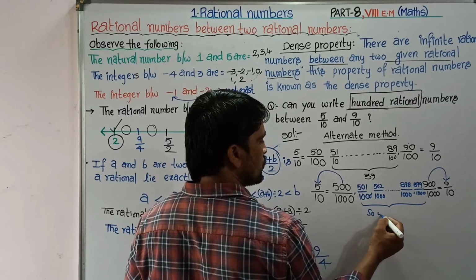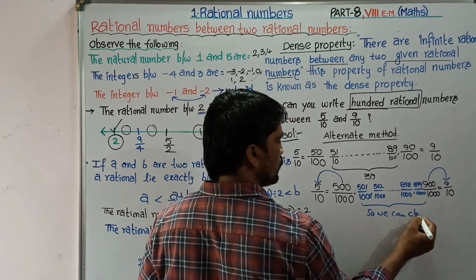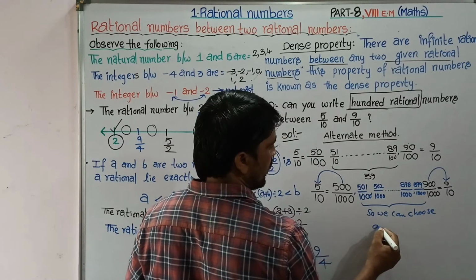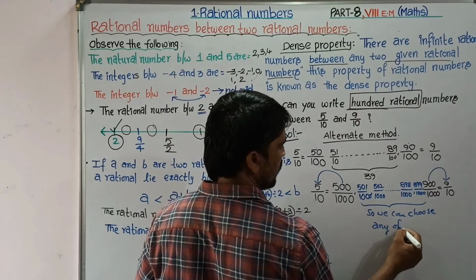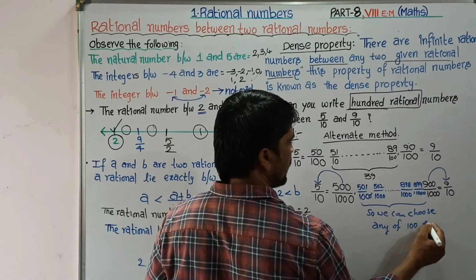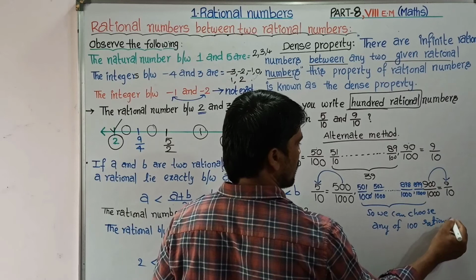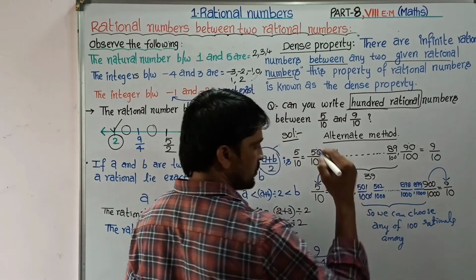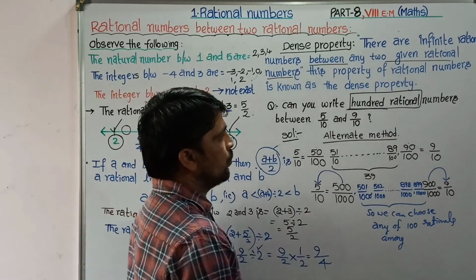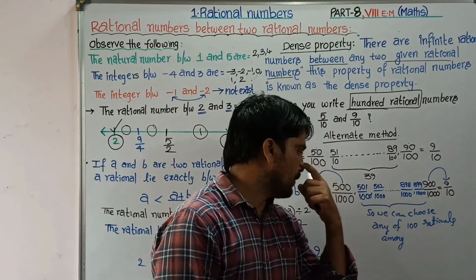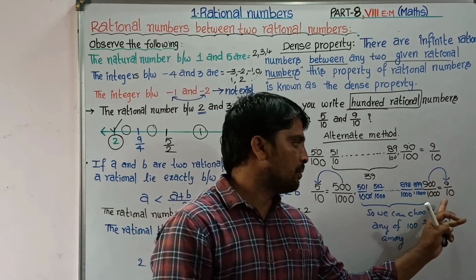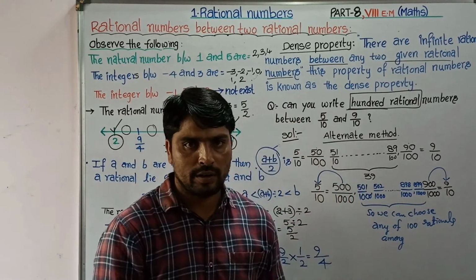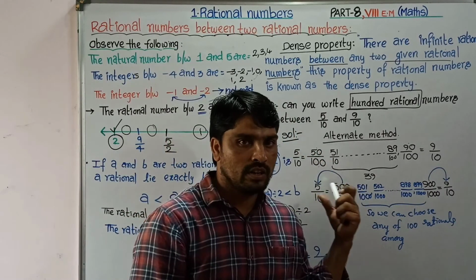So we can choose any 100 rationals among these rationals. In this way, we can insert 100 rational numbers between 5 by 10 and 9 by 10, which is called the alternate method, the equivalent rational method.